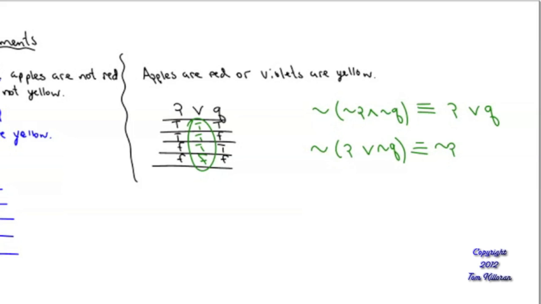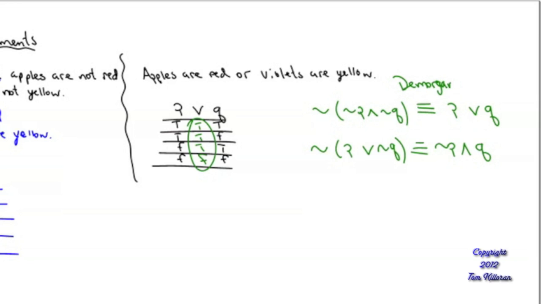Negative. Not P. Or Q. Or. And. Not Q. And Q. It's the opposite. Thinking of it like distribution, but is it distribution? No. What law is this? De Morgan's law.